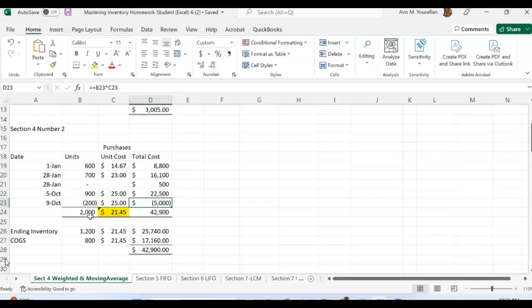If you add them up, you will see that you have 2,000 units left. 42,900 is available, and ending inventory will be 1,200 based on the physical count.